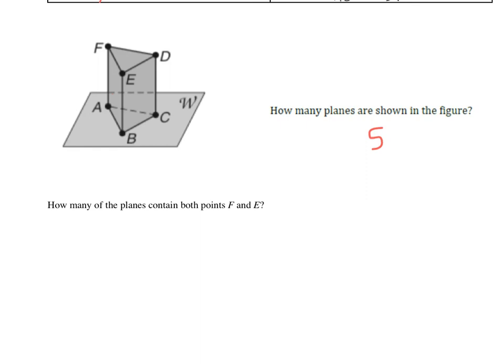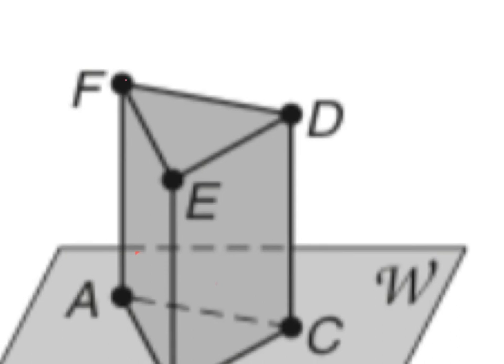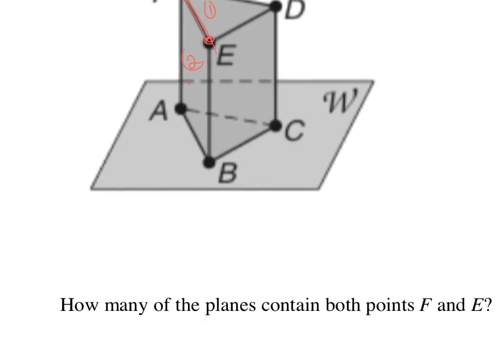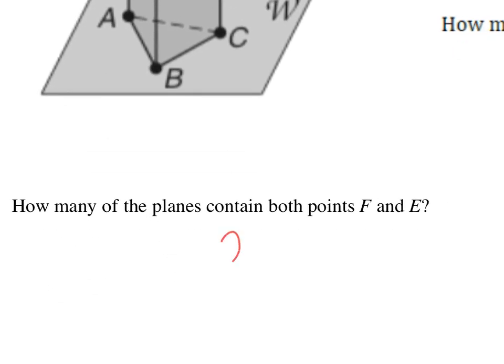Now our next question is, how many of the planes contain both points F and E? So I want to go into my visual, and I'm going to put my F and my E there. And if you look, they're part of this plane, and they're part of this plane. So if I count it correctly, they're only a part of 2 planes. And that's your final answer.